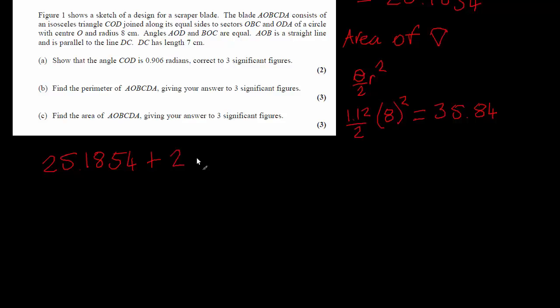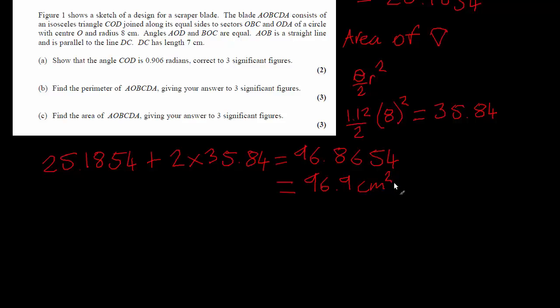So we've got two lots of 35.84. And again, type that into our calculators and we will get 96.8654. And again, for this question, they asked for it to three significant figures, so it'll be 96.9 centimeters squared this time because we have an area. So that was question 4.